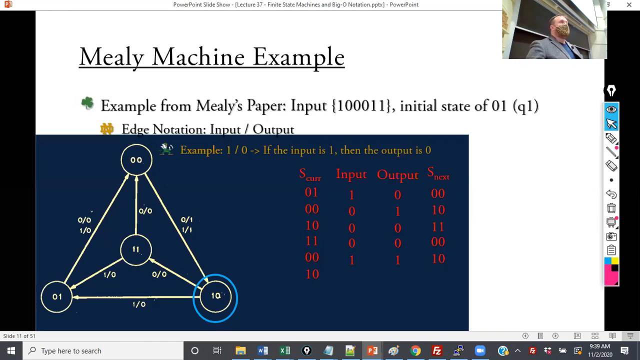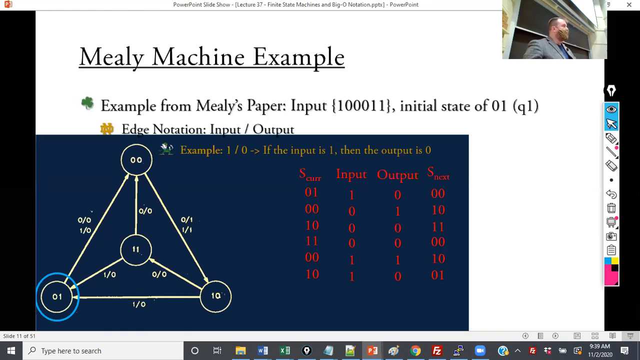All right, so we got one last one. So we're here at 1, 0, and the input is 1. So what do we need to do? Very good. So input, we have 1, 0, and then the output goes to 0, 1.